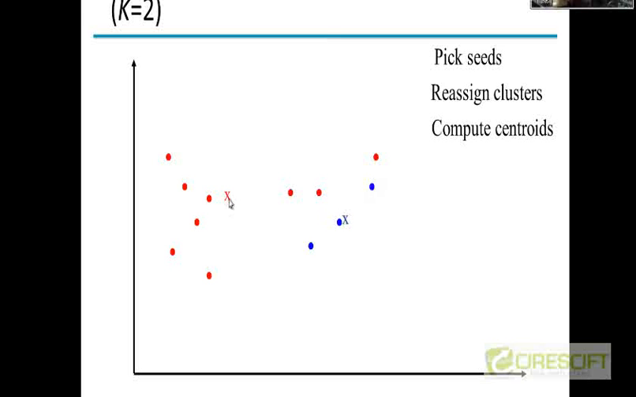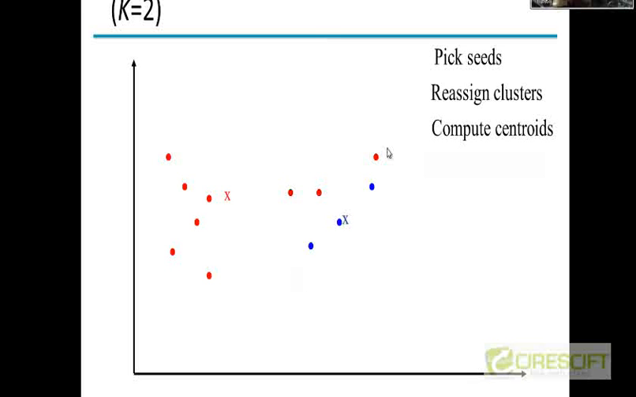Then what we will do is each of these documents will potentially change its cluster depending on whether it's closer to this centroid or to that centroid. So we will reassign the clusters now. Each document will be assigned the cluster to which this document is closer. All these documents were closer to this particular centroid, this blue centroid, and so they've been colored blue.